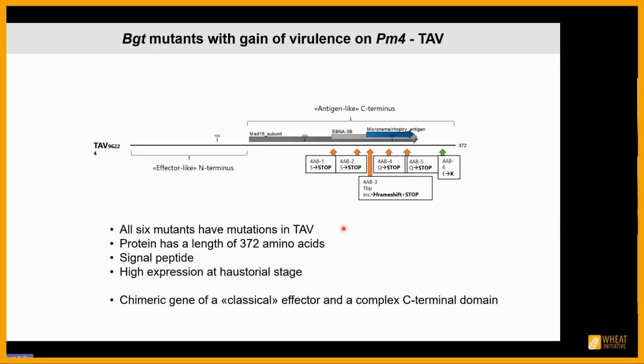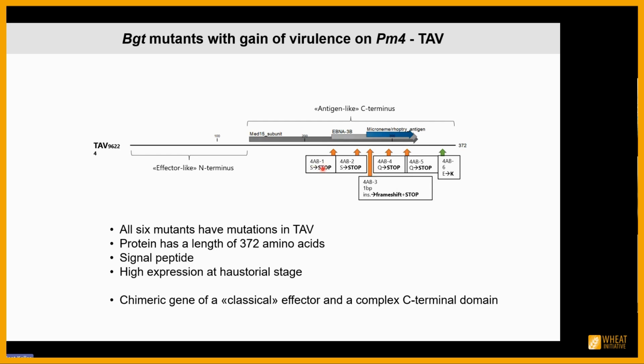And this gene Zoe calls TUF, and this TUF gene is a chimeric gene between a typical RNase-like effector, which is at the N-terminal domain, so it's a bit more than 100 amino acids, but this is then fused to a very complex domain, which he calls antigen-like C-terminus, and there are a few subdomains predicted, but it's really not clear what this second domain is doing.